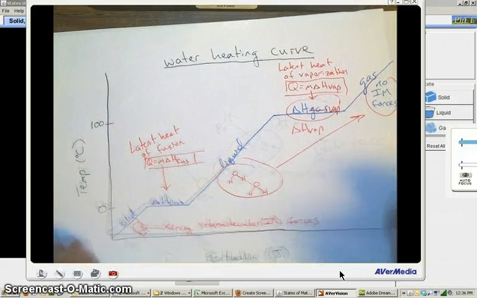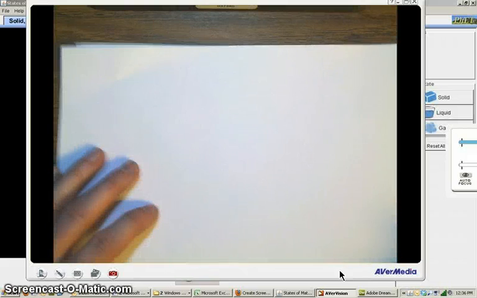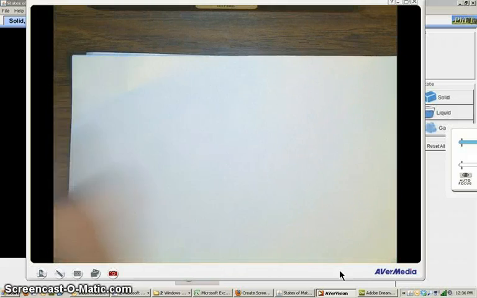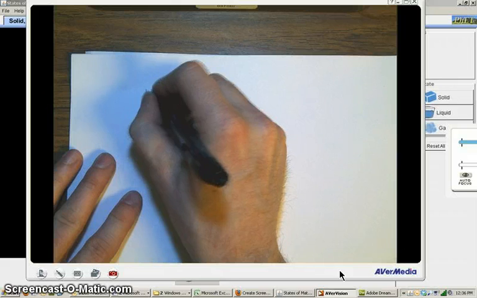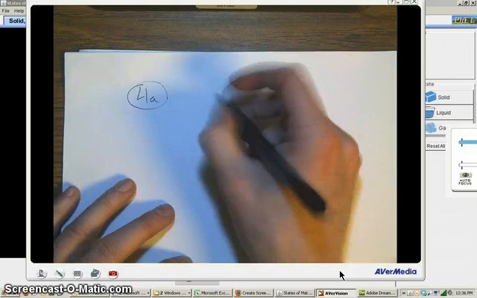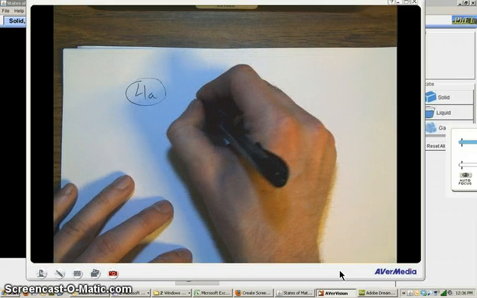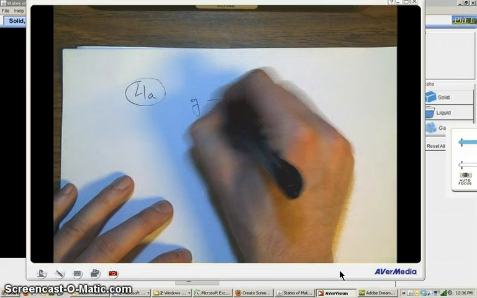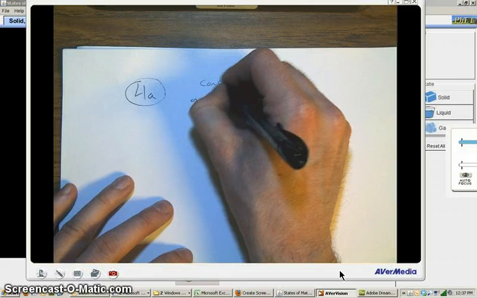Number 4, water condenses on the outside of a soda can. So this is question number 4A. On 4A, is energy being released or absorbed? Well, let's think about the change that's happening. You're going from a gas to a liquid, that's condensation.